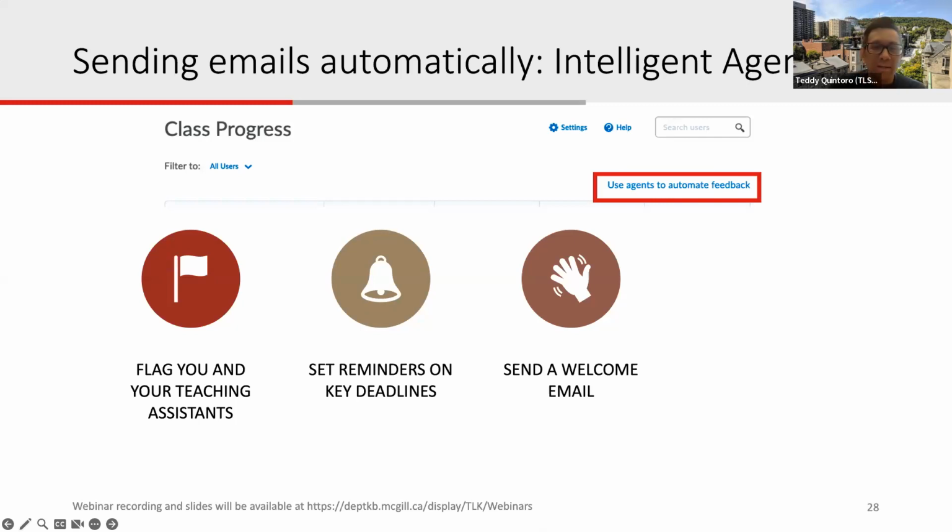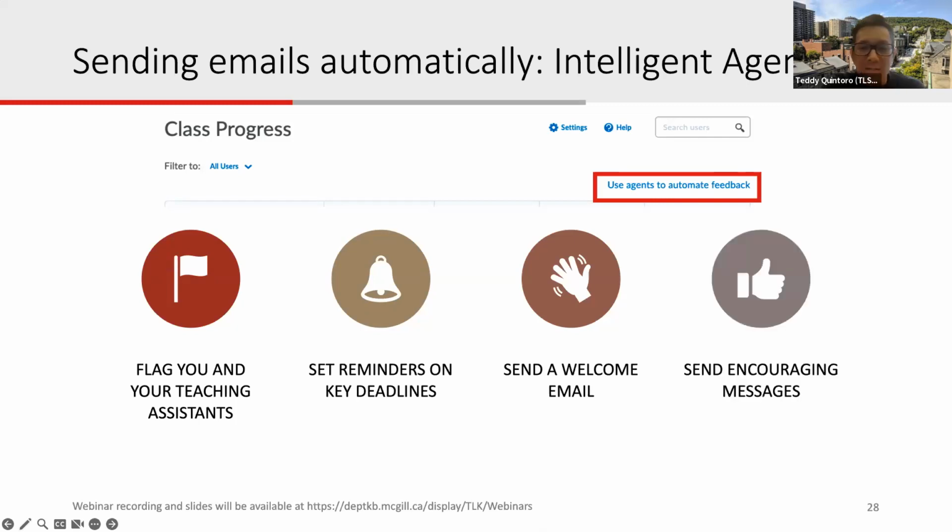And finally, you can also send encouraging messages based on, let's say, they've completed certain activities that you wanted them to do. For example, if they posted on a welcome discussion thread, or if they've completed a portion of the classwork, that can be automated as well.